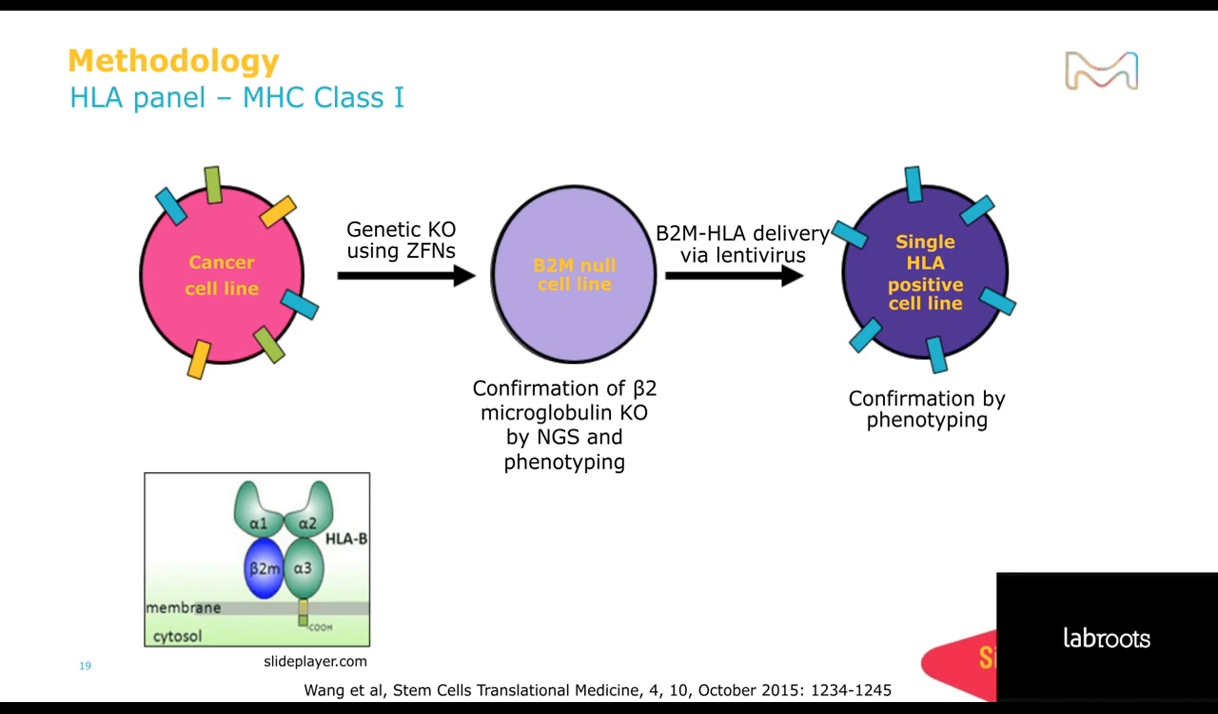And when we think about T cells interacting with tumor cells, if it's not on the surface, the T cell can't see it. So we used DFN to knock out the beta-2M gene, and we carefully confirmed that these were true knockouts. So we did this using sequencing as well as phenotyping assays just to make sure that we weren't having breakthrough or erroneous expression of the HLAs on the surface. And we have not seen that in any of the cells that we've tested. So once we have this beta-2M null cell line, we again use lentivirus to deliver single HLAs into the cell, and we confirmed the expression via phenotyping.